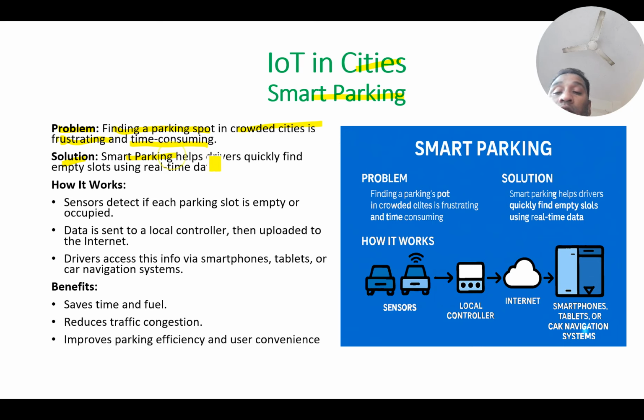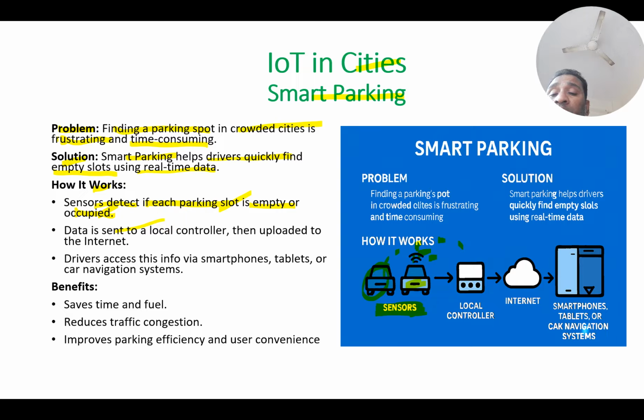What does it do? It helps the drivers find the empty slots using real-time data before they enter the building. Let us see how it works. Sensors detect if the parking slot is empty or occupied. See, these sensors are placed like ultrasonic sensors, right? They will check whether the slot is full, and it will send the data that it is full. If it is empty, any kind of indication or symbol you can use, right? Point is the sensors check whether the slot is empty or occupied, right?